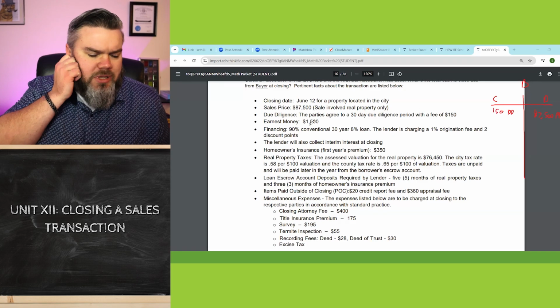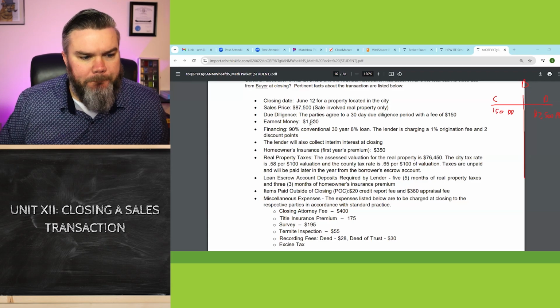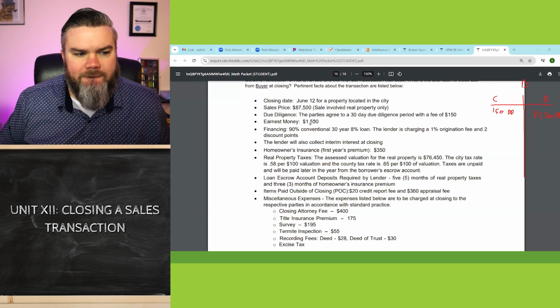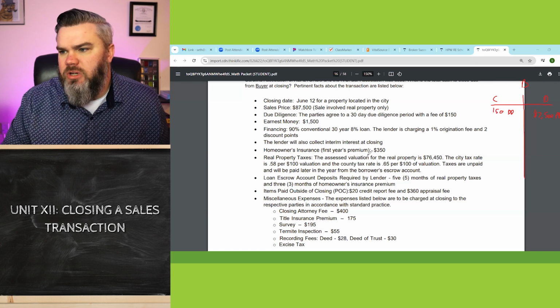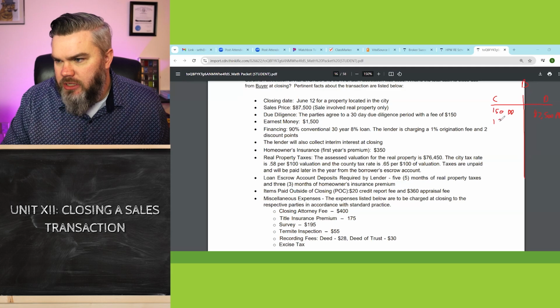Earnest money, what's that? There you go. It's going to be another buyer credit, right? Single entry buyer credit. Earnest money does not affect the seller because it's being held by an escrow agent. So $1,500 earnest money.